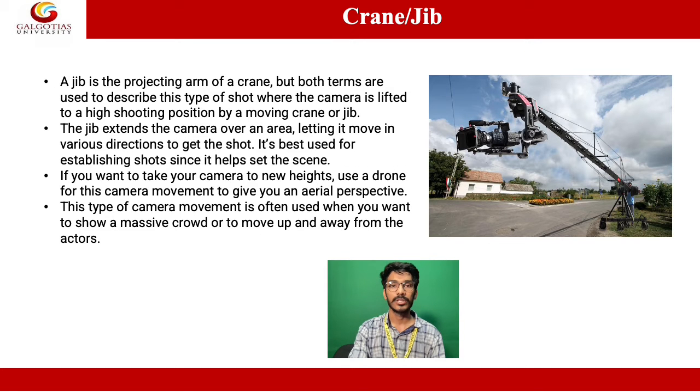Next is the crane or jib shot. A jib is the projecting arm of a crane, but both terms are used to describe this type of shot where the camera is lifted to a high shooting position by moving the crane or jib. The jib extends the camera over an area, letting it move in various directions to get the shot. It is best used for an establishing shot since it helps set up the scene.